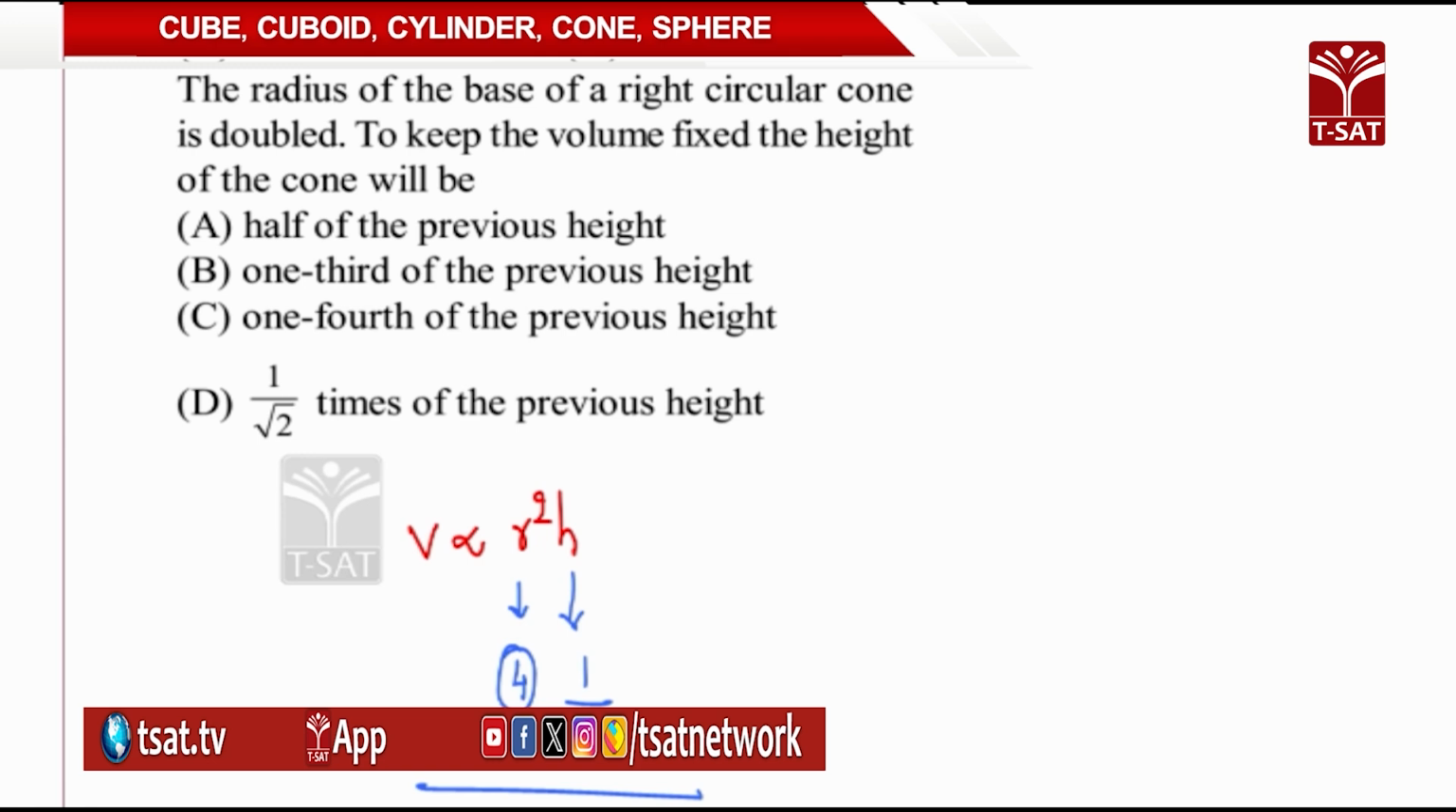So half of the previous height? No. Option B, 1/3 of the previous height? No. Option C, 1/4 of the previous height? Yes. If radius is doubled, you have to make the height 1/4 of the previous height in order to maintain the same volume.